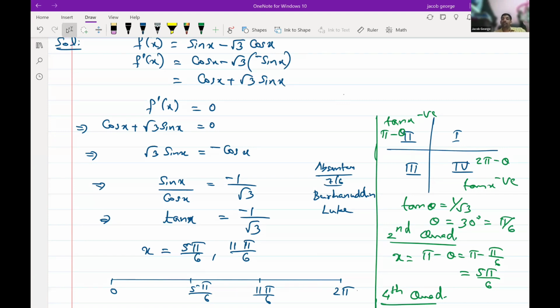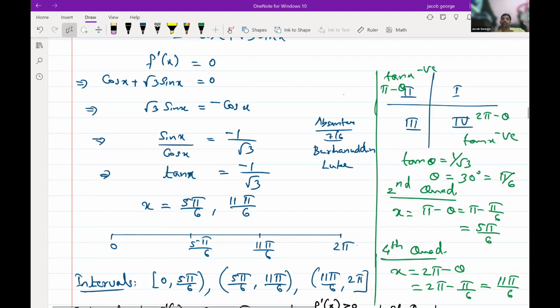Tan x is negative. And here also the clear explanation I have written in the reference page. Tan is negative in second and fourth quadrant. And we know tan 30 or tan pi by 6 is 1 by root 3. Here theta is pi by 6. So the second quadrant value we take like this, x equal to pi minus theta.